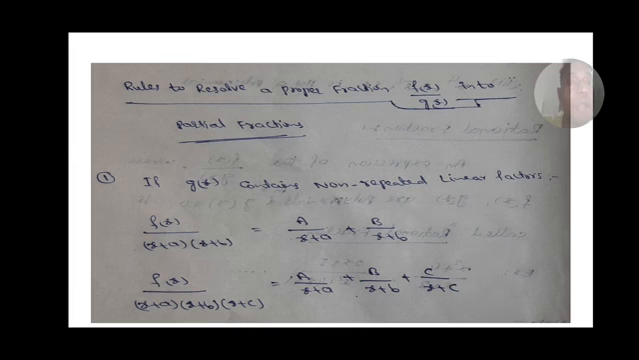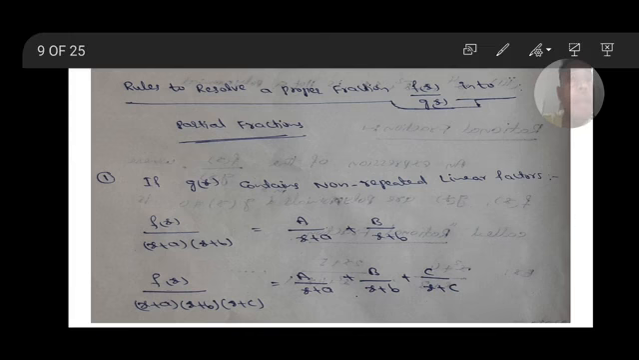Rules to resolve a proper fraction f of x by g of x into partial fractions. We have a total of 4 rules for resolving a given proper fraction into partial fractions. Resolving a proper fraction into partial fractions is nothing but converting the fraction into a sum of two or more simpler fractions. In this first case, we have a total of 4 methods.